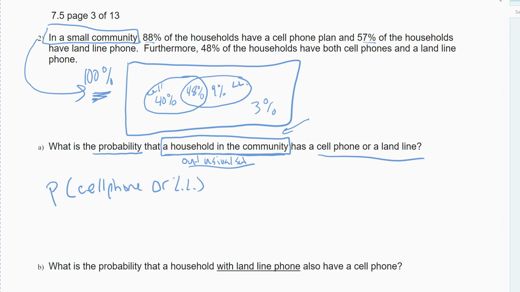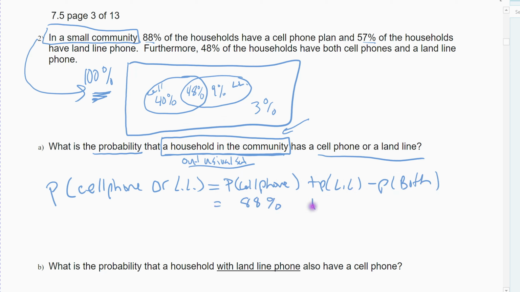This is what we did in the first few sections. Since it's the or, I'm going to use my union formula, or I can use the Venn diagram. It's all of the households that land in this circle or this circle. Using the union rule, if you didn't have your Venn diagram, you take the probability they had a cell phone plus the probability they had a landline minus the probability they had both a landline and a cell phone. So 88% have a cell phone, 57% had a landline, and 48% were counted in both. That came out to 97%. Written as a probability, that's 0.97.